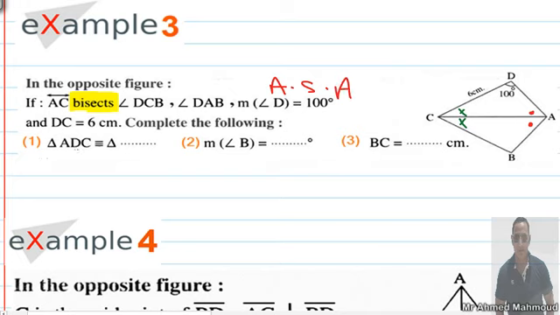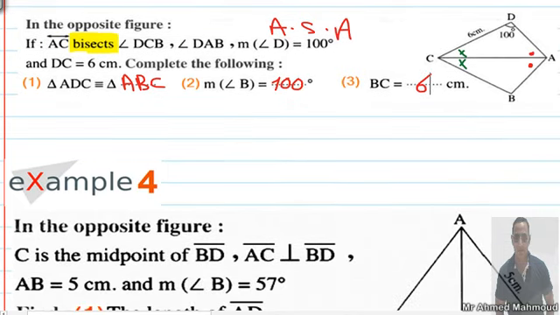Here we have triangle ADC congruent to what? ADC exactly as ABC. Measure of angle B, angle B like angle D, equals 100 degrees. BC here equal to what? Equal to CD equals 6 centimeters. I think it's very easy. The next one.